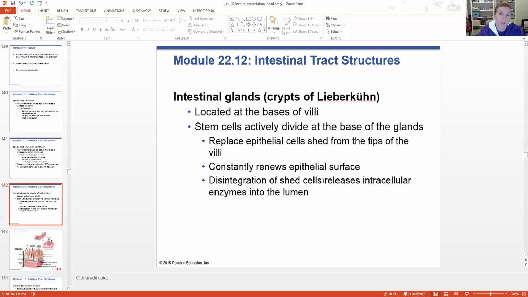We also have intestinal glands that are spread throughout. These are located typically at the base of the villi. There are stem cells that are going to divide rapidly to replace the epithelial cells that are shed from the tips of the villi, because anywhere there's contact with the chyme passing through, there's going to be friction, so those cells are going to wear away very quickly and need to be renewed. Those cells that are shed release enzymes into the lumen, which drive these stem cells to reproduce and regenerate new cells. So it's a feedback loop.